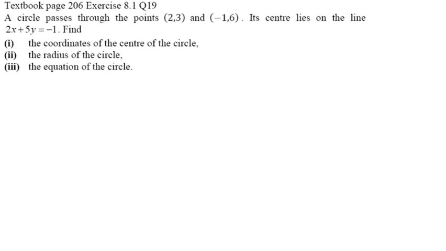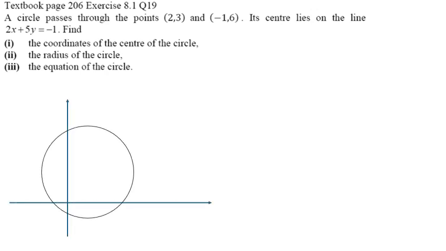Like what I've mentioned earlier, it is best to have a visual representation. So this is how it looks like. We have a circle and 2 points there, one of them is (-1, 6), the other is (2, 3). And we have a center, of course, a circle will have a center. This center lies on the line 2x + 5y = -1. I'm going to let the center be (a, b).